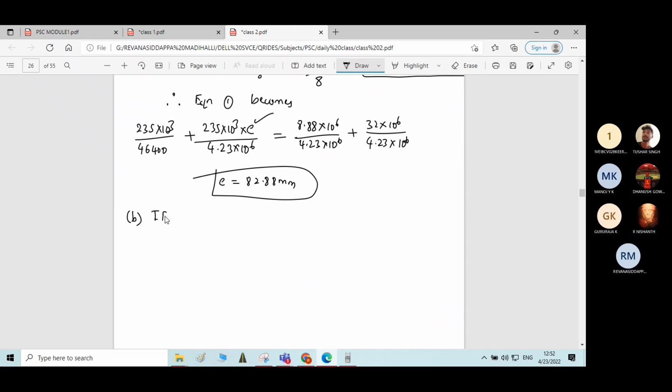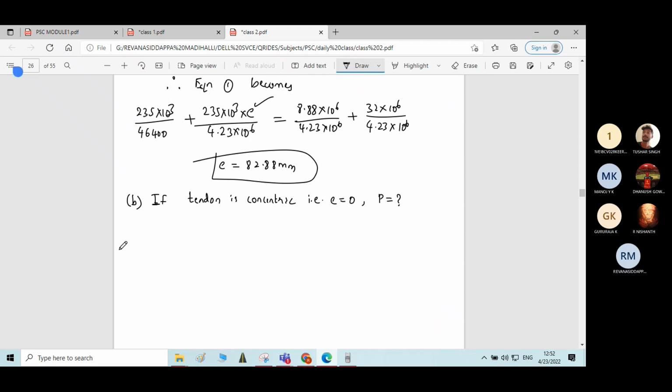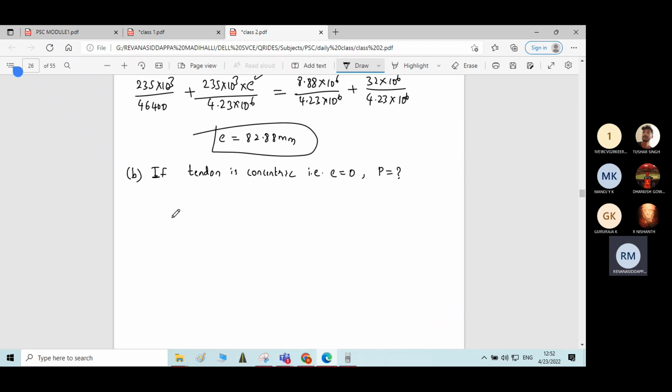If the tendon is concentric, what does that mean? There is no eccentricity. Eccentricity is zero. If eccentricity is zero, then what will be the magnitude of the prestressing force? That is the question.